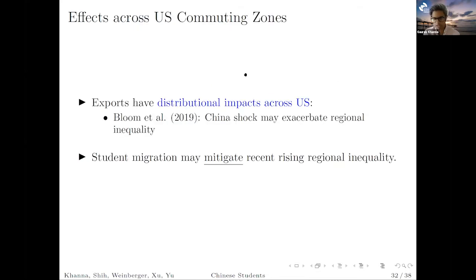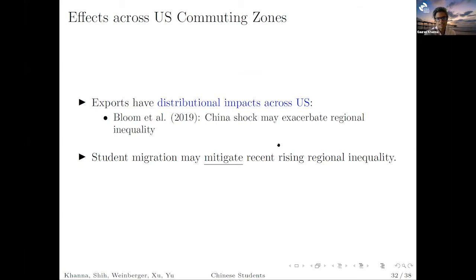And then the last result is related to where students are going. Which parts of the US are these students going to? We think this is important because there's this literature on the China shock and how it can exacerbate geographical inequalities within the US, right? So the China shock had a really bad effect on the Rust Belt and the Midwest, but the coast did relatively better. So it exacerbated this regional inequality.